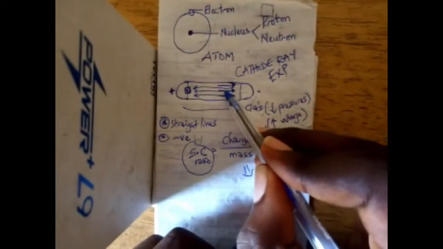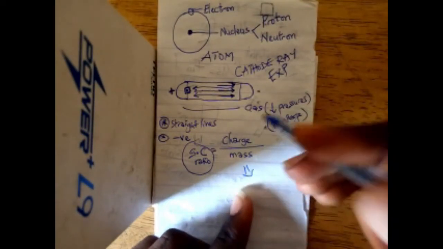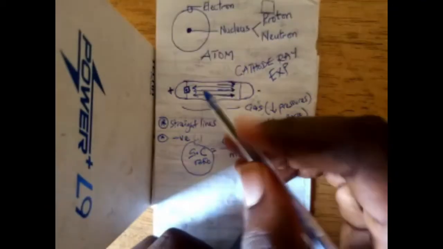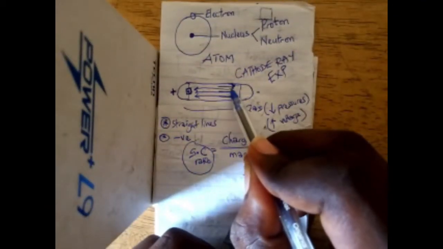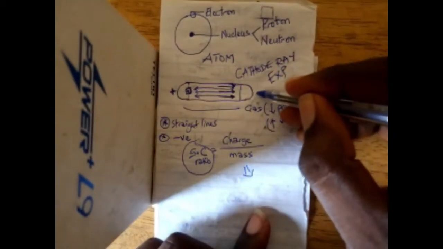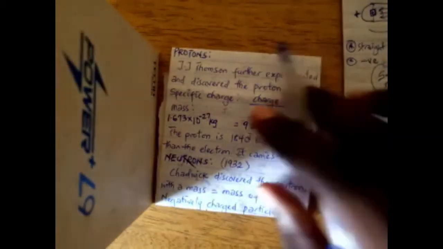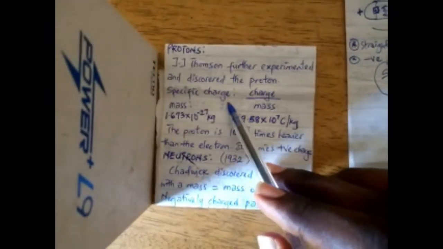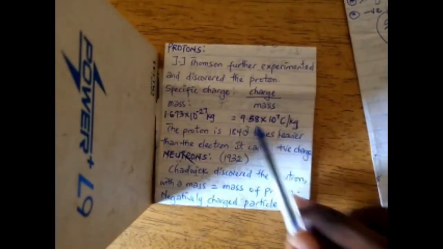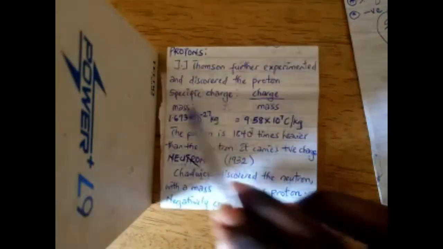So also he discovered a reddish glow, which was due to the existence of protons in this experimental setup. So this positive charge, which is moving towards the negative electrode of the discharge tube, is what we refer to as protons. So protons also have a specific charge. The charge to mass is 9.58 times 10 raised to the power 7 coulombs per kilogram. And this is the mass of the proton.